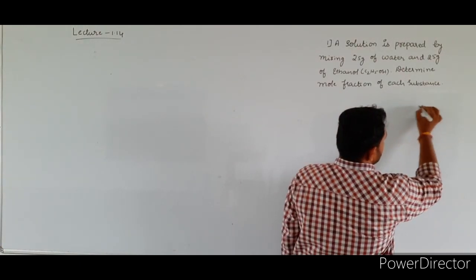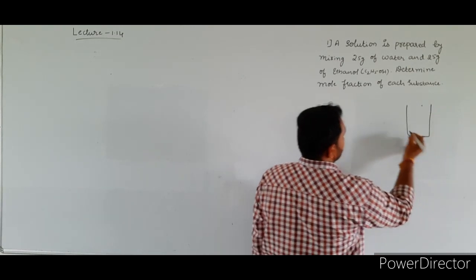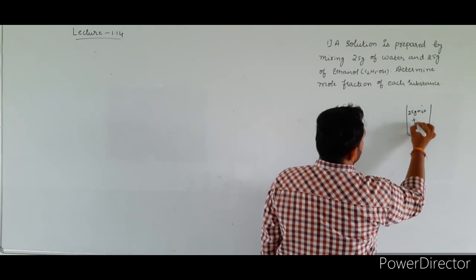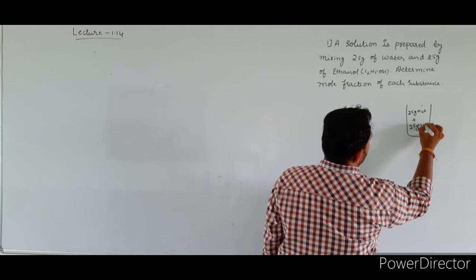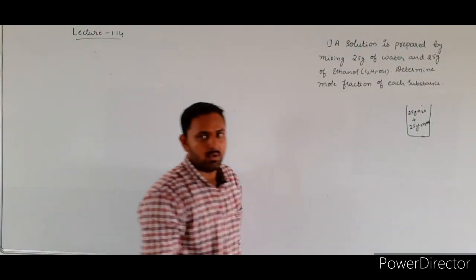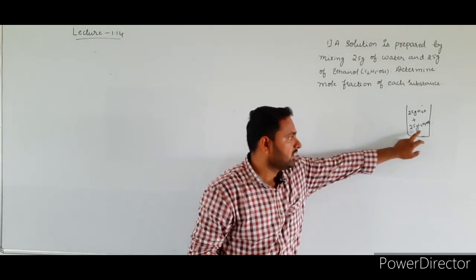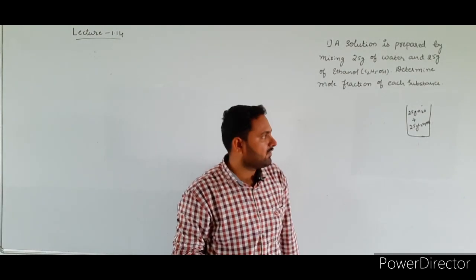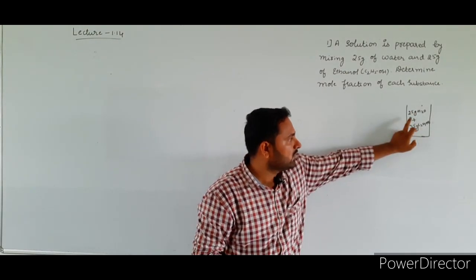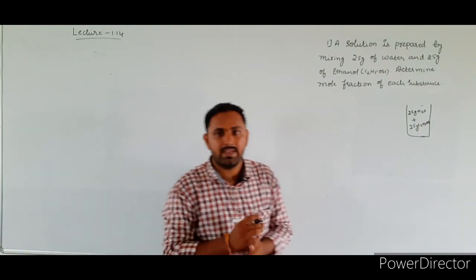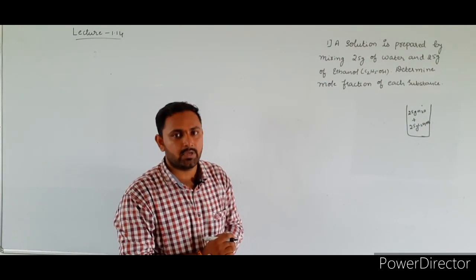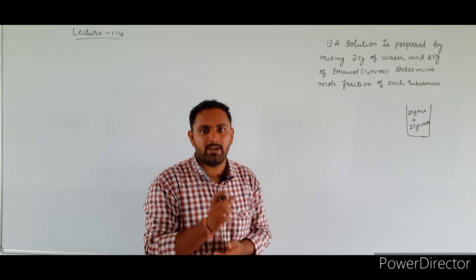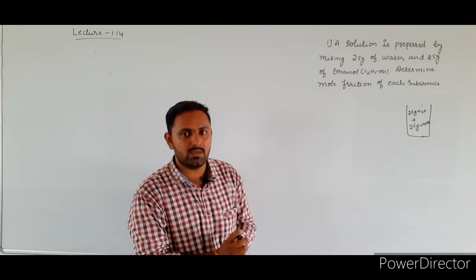See here, in a beaker there are two components: 25 gram water plus 25 gram ethanol, C2H5OH. One is water and the other is ethanol. These two components are mixing. In this solution, we have to calculate the mole fraction of water and the mole fraction of ethanol. What is the mathematical expression to calculate mole fraction? The ratio of the number of moles of a particular component to the total number of moles in the solution.